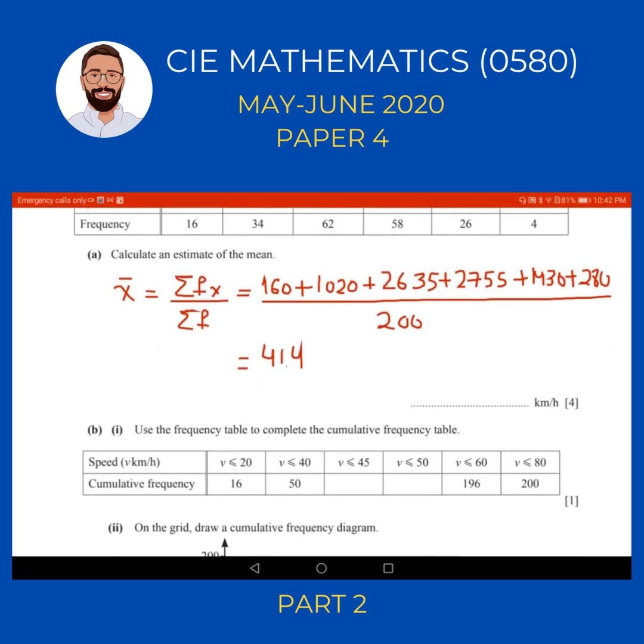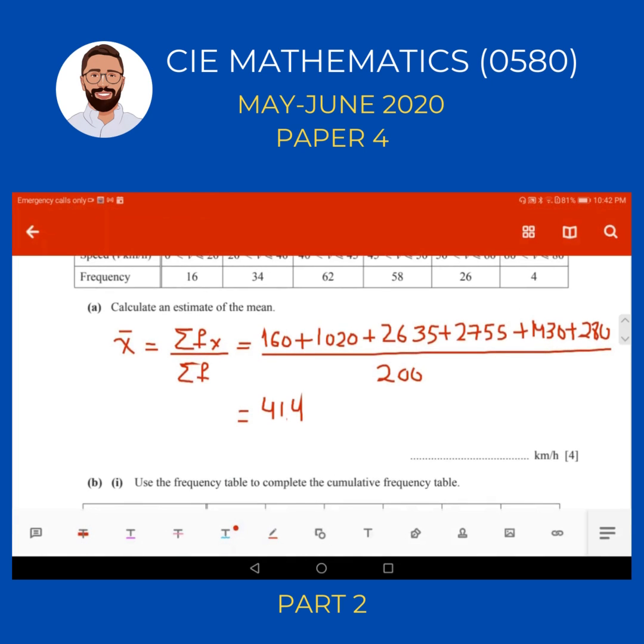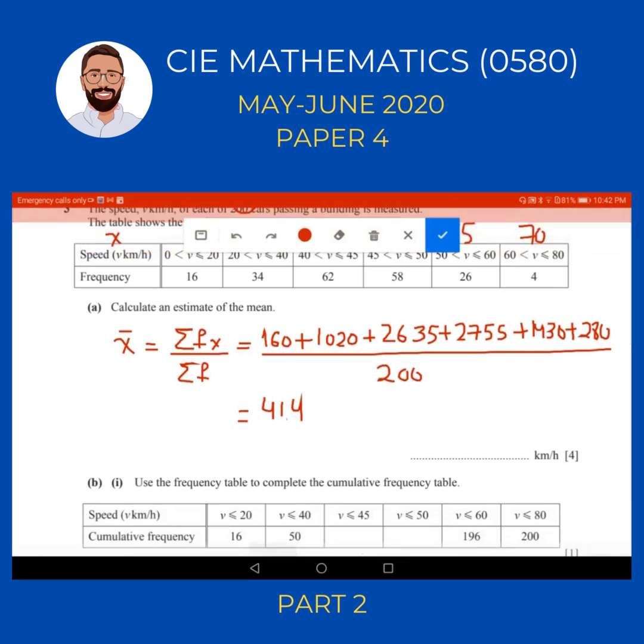Now in part B, or part BI, it says use the frequency table to complete the cumulative frequency table. So the first entry is 16, the second entry is 50. So how did they get 50? They added 16 to 34. So they added 16 to 34 and the answer is 50.